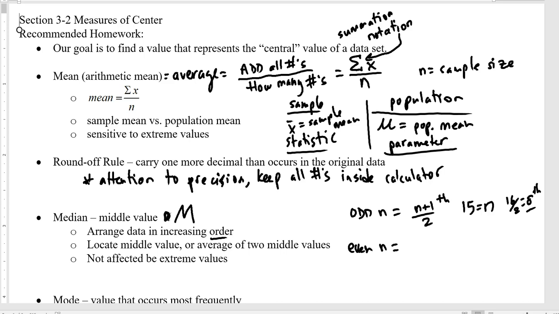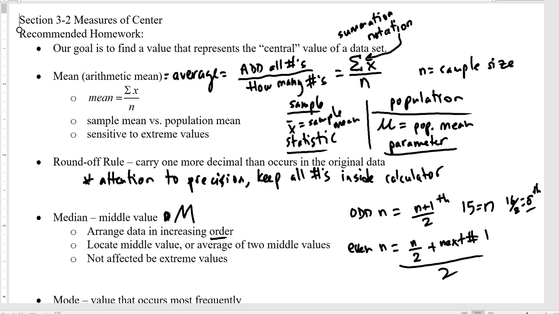What you have to do is take n divided by 2 plus the next number and divide both those by 2. Now this seems complicated. Trust me, it's not that bad. I'll show you. But basically it's just the average of the two numbers in the middle.